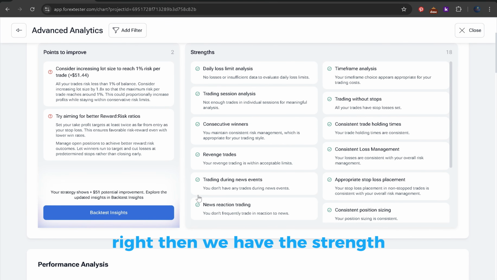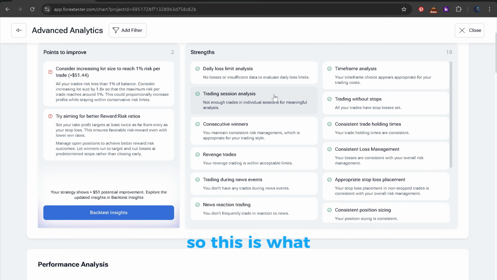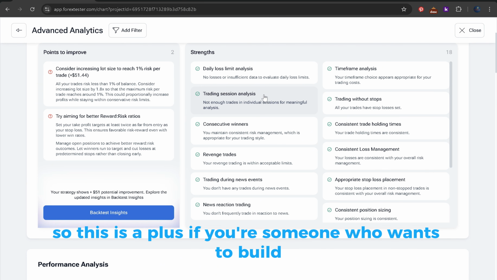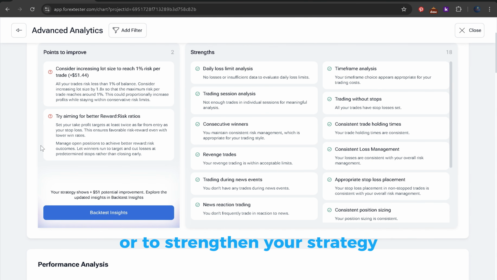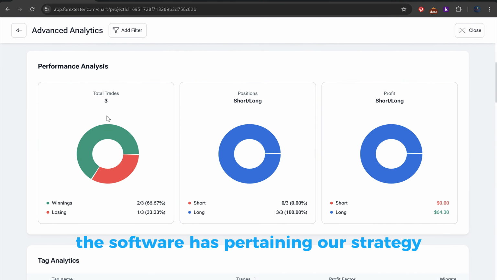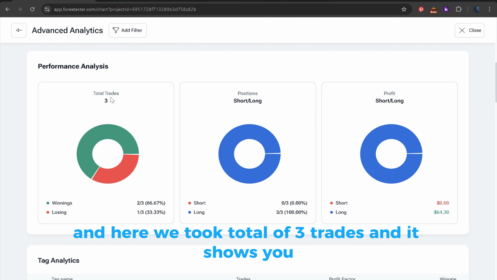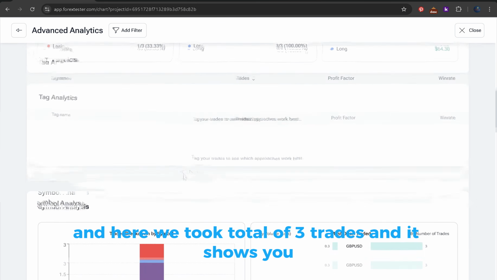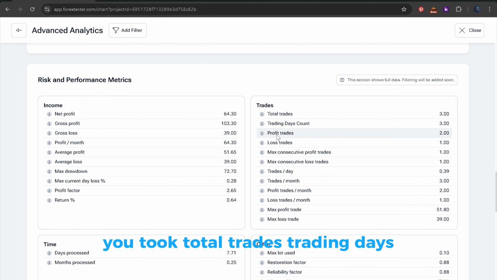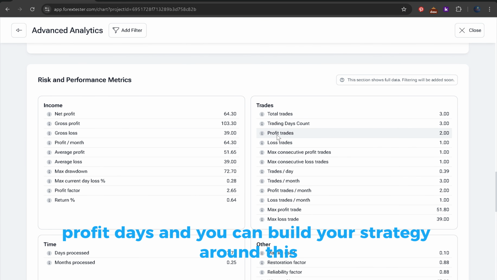So this is what this software is telling us about our strategy. So this is a plus if you're someone who wants to build or to strengthen your strategy. And these are some of the concerns that the software has pertaining our strategy. And here we took a total of 3 trades, and it even gives you a win percentage right here. You took total trades, trading days, profit days, and you can build your strategy around this.